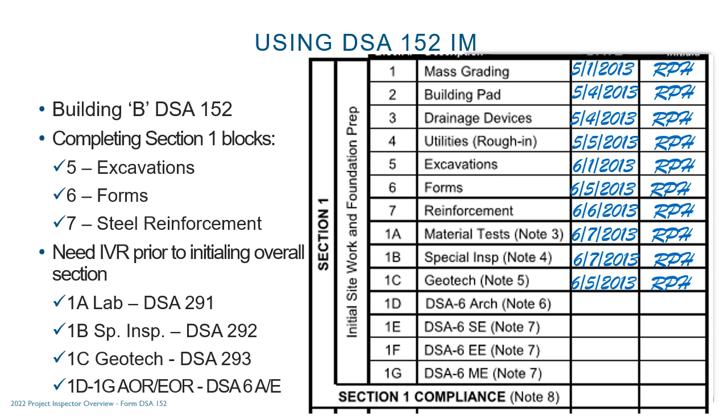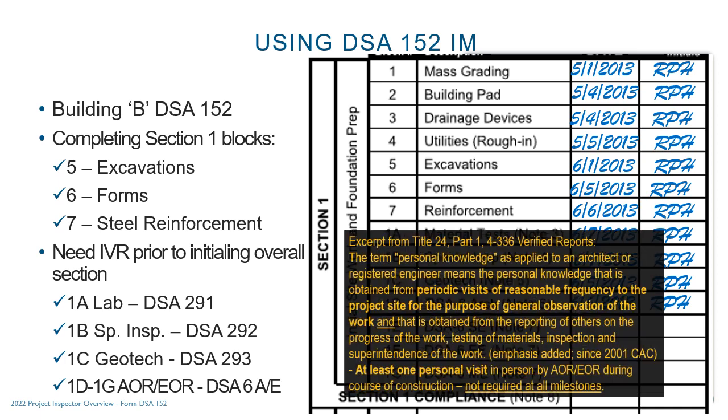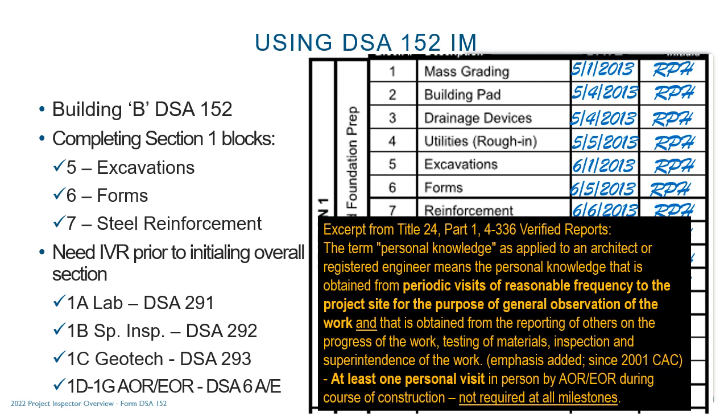And then for the geotechnical engineer, the DSA 293, you'd put the date and initial for that one. And then for the design professional, the architect, who is usually the one in general responsible charge, once you've received that interim verified report, you could sign off for that. And I think it's worth noting that when it comes to design professionals providing you with interim verified reports, the term personal knowledge is worth noting here.